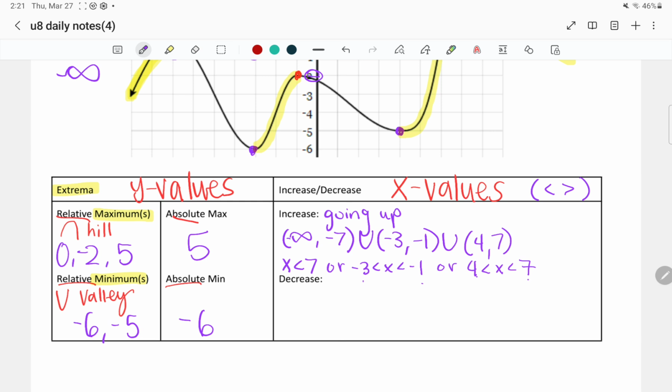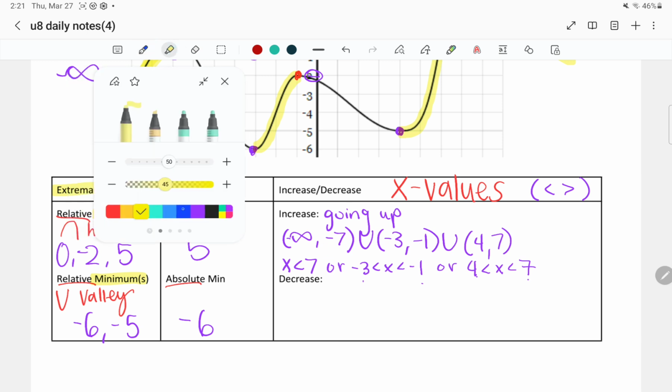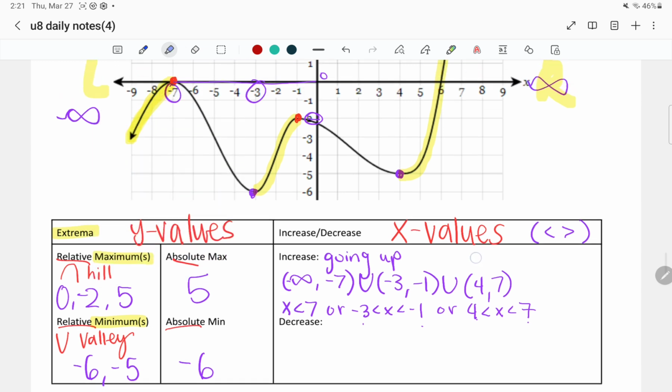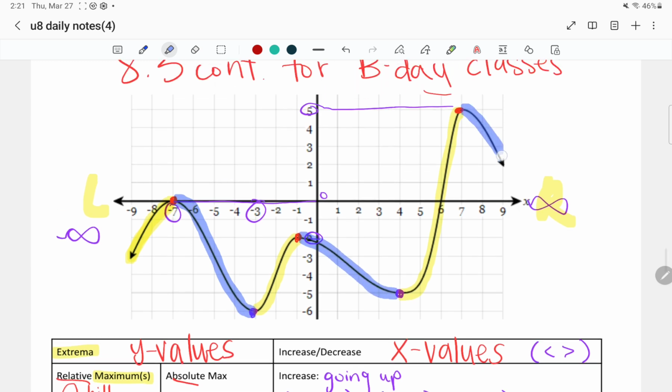Decreasing is the exact opposite. It's every time that we're going down. So we are going to highlight in a different color. So switch your color. I'm going down in all my places I haven't highlighted yet. Okay. But notice every time I did that, my pen went down. Goes down. That is decreasing.